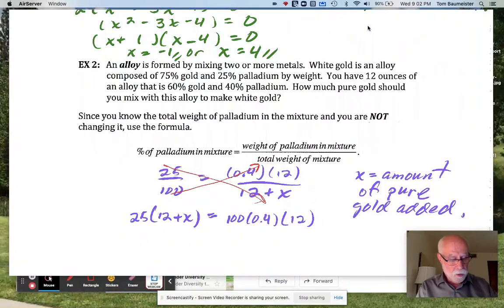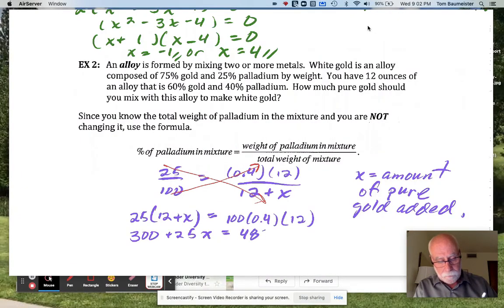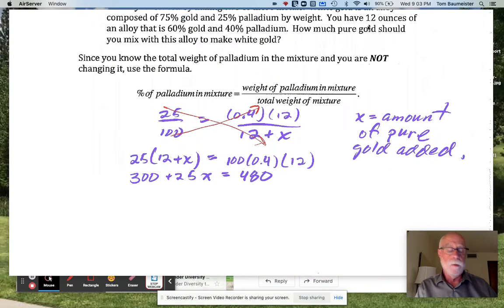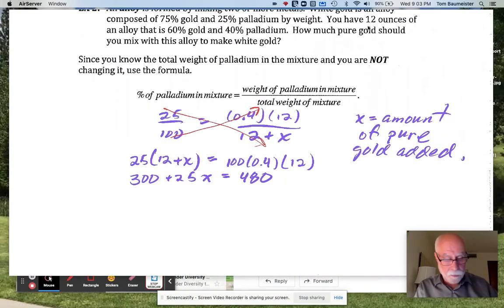All right. So if I distribute that 25 through the parentheses, 25 times 12 is 300 plus 25x. When I take 100 times 0.4 times 12, you plug that in your calculator, you'll see that you'll get 480. Now we are going to subtract the 300. So 480 minus 300 is 180.